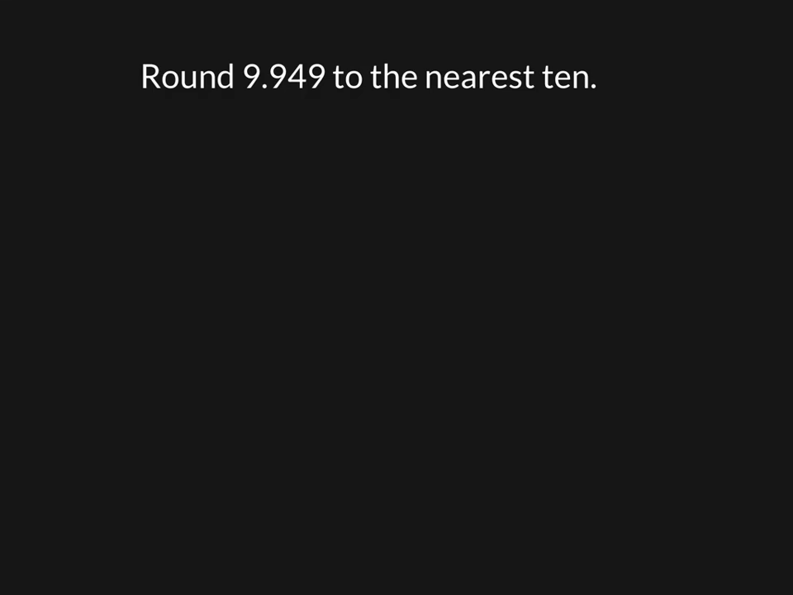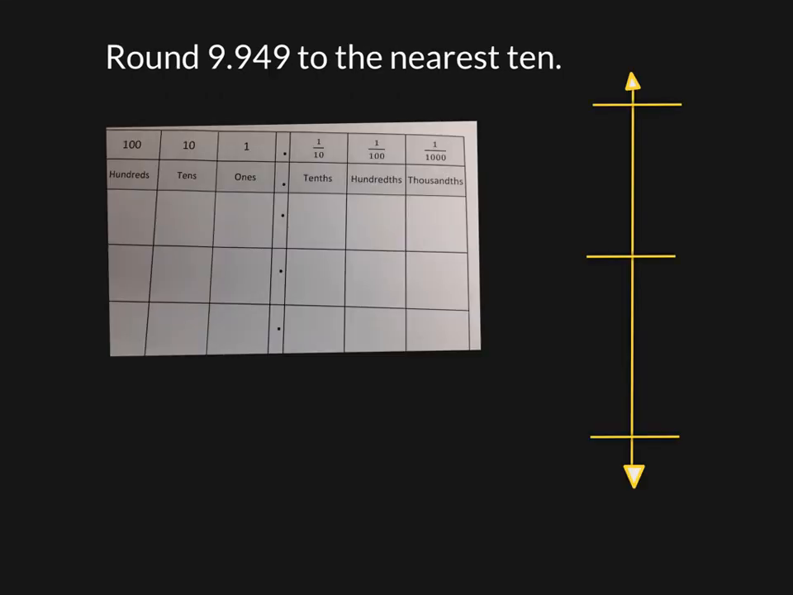All right, now we're going to round 9 and 949 thousandths to the nearest 10. I've got all the tools I need here. I have a place value chart and I have a vertical number line. First I'm going to write 9 and 949 thousandths in standard form on the place value chart. So I've got a 9 in the ones place, a 9 in the tenths place, a 4 in the hundredths place, and a 9 in the thousandths place.